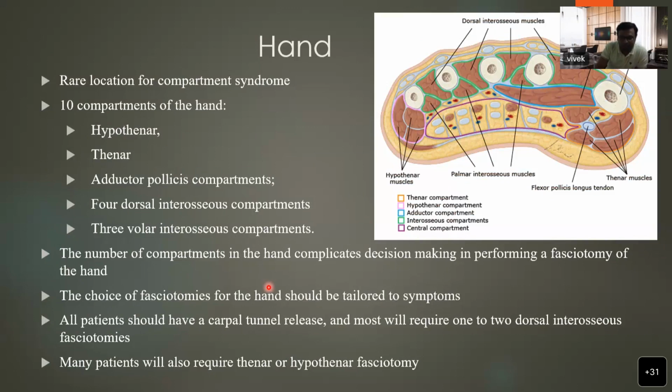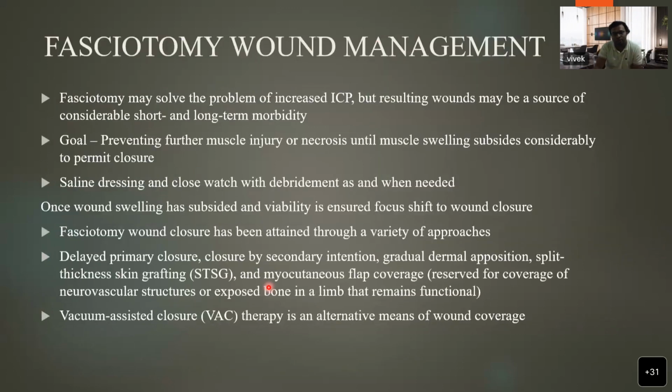All patients should have carpal tunnel release in hand compartment syndrome, and most will require one or two dorsal interosseous fasciotomies as well. Many patients will also require thenar or hypothenar fasciotomy.